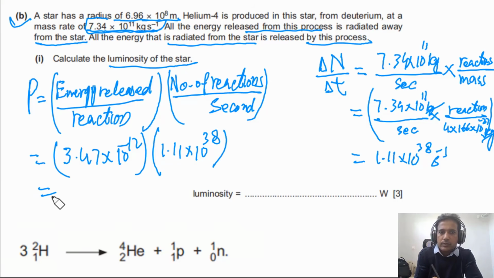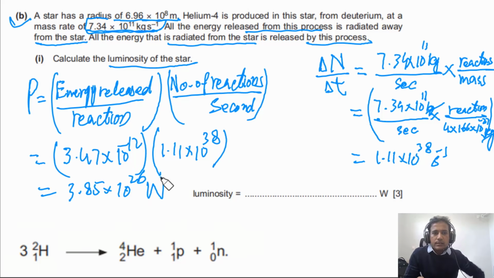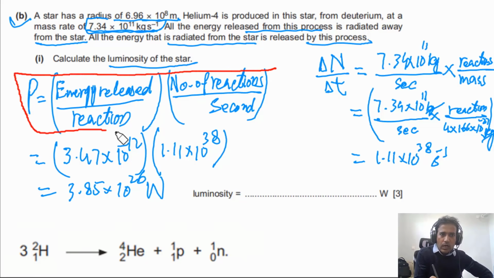Now if we multiply these two together, we will get 3.85 times 10 to 26 watts. So this is the energy released per second. So this is how we can approach it. This is a very important one, so try to understand the logic: what data is given to you, and how you can use that data to find the answer.